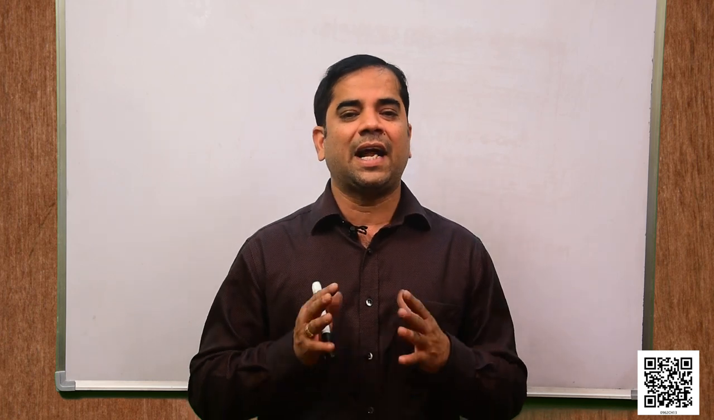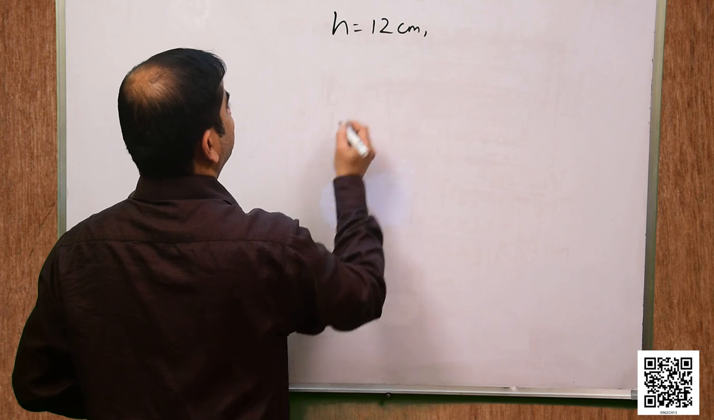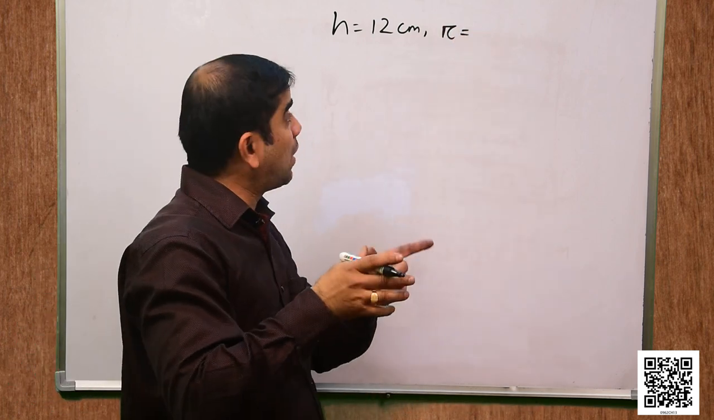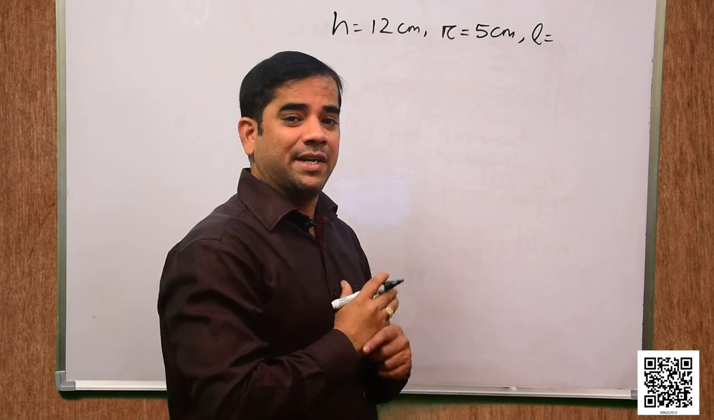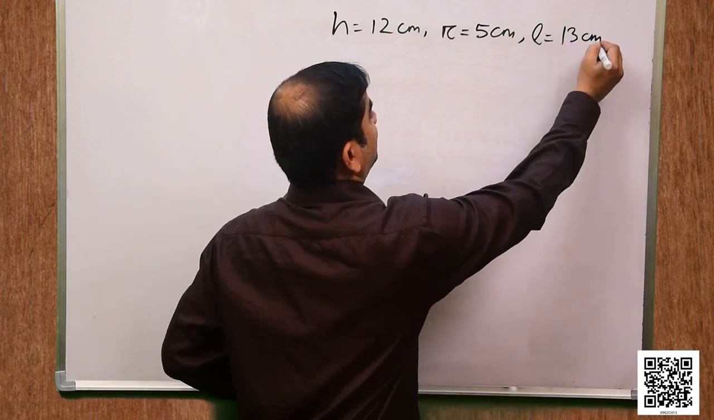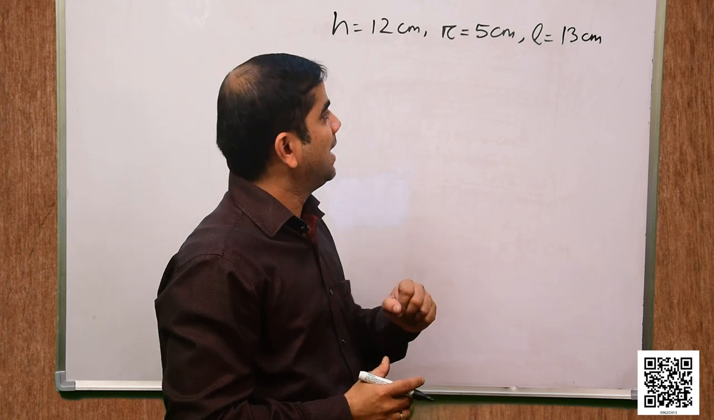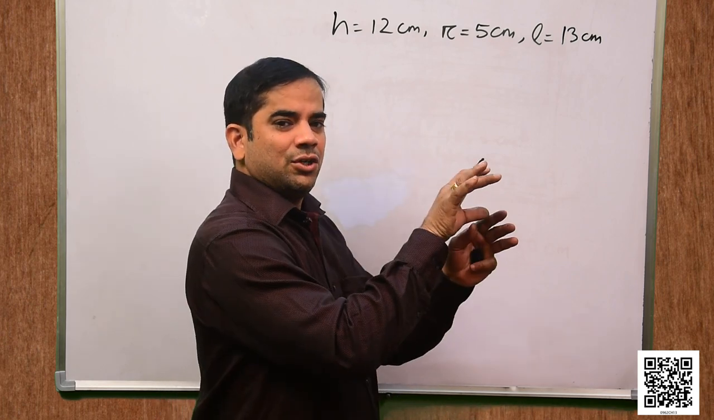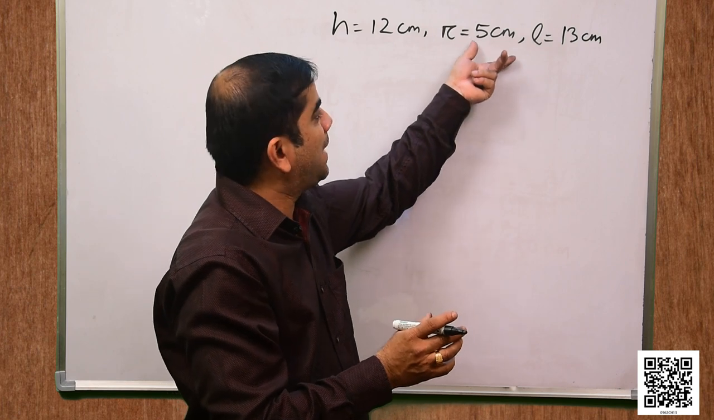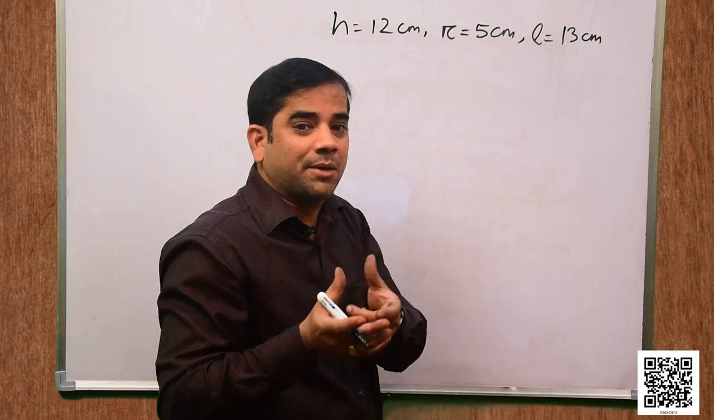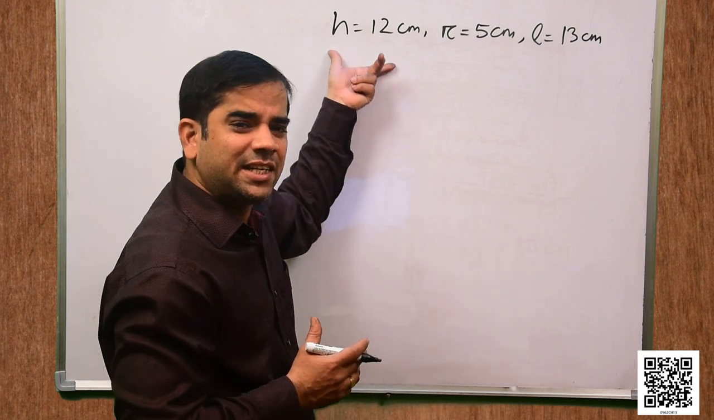So in that case, for the cone, we have h equal to 12 cm, r, that is our radius, is one of the sides, that is 5 cm, and the slant height is the hypotenuse, that is 13 cm. So, we get this data from the right angle triangle, because it is revolved. The base becomes the radius of the base of the cone. The slant height is nothing but the hypotenuse of the right angle triangle and the height, that is 12 cm, is fixed.